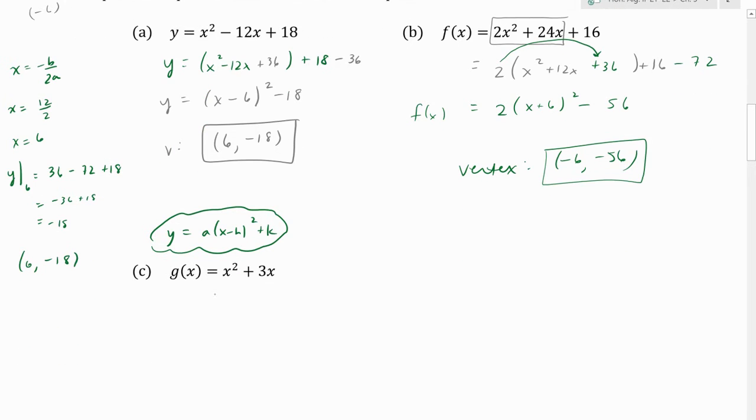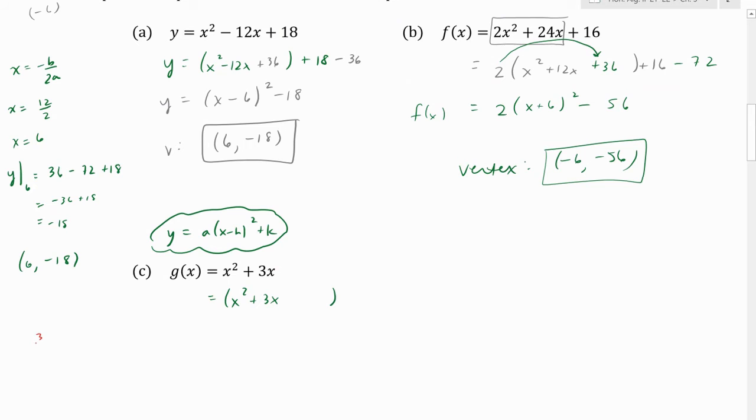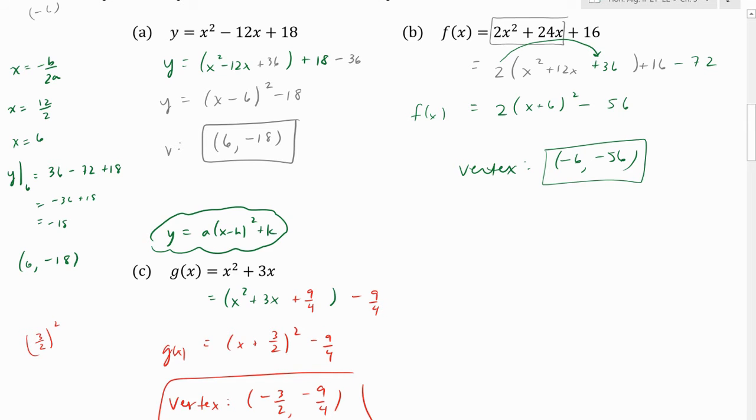Okay. All right, this one, x squared plus 3x. You just don't have anything on the end, which is okay. So when I complete the square, half of 3 is 3 halves. If I square that, I get 9 fourths. So I'm just going to take it right back out. So my vertex is at negative 3 halves, negative 9 fourths, because I go 3 halves to the left and down 9 fourths.